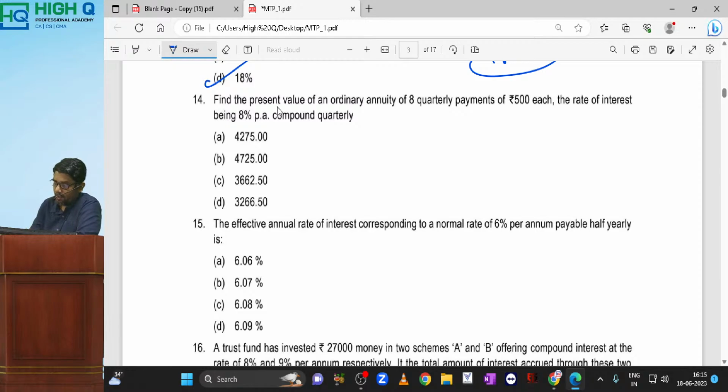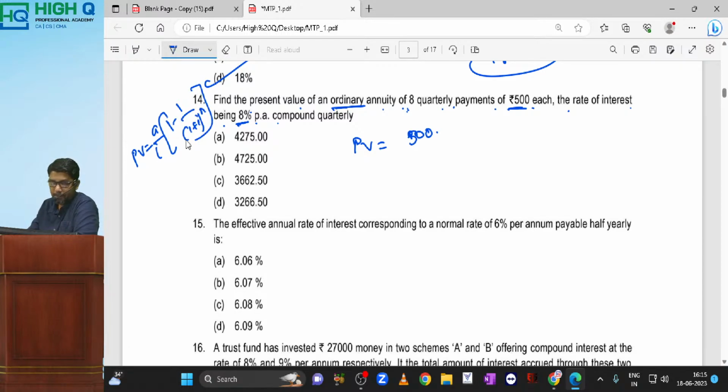Next, find the present value of an ordinary annuity, that is regular annuity, 8 quarterly payments, 500 each, the rate of interest being 8% per annum compounded quarterly. That means what, my dear? We need to find the present value for an ordinary annuity, 8 quarterly payments, 500 each. You know the present value formula. What is it? A by I into 1 minus 1 by 1 plus I whole power n.